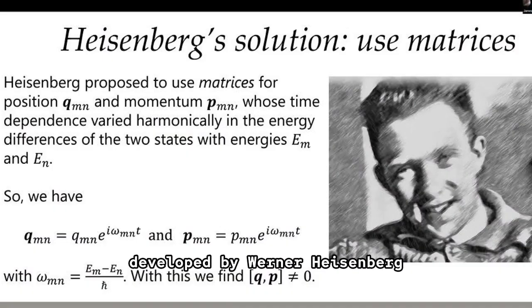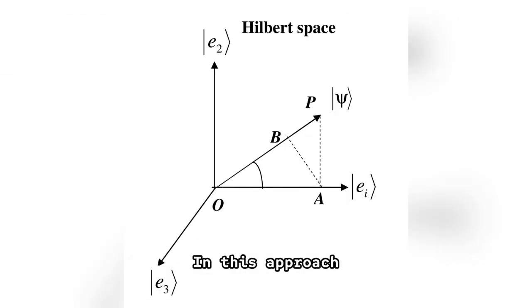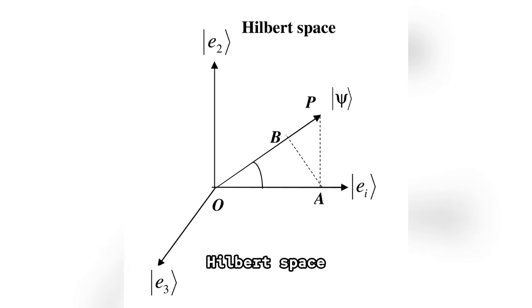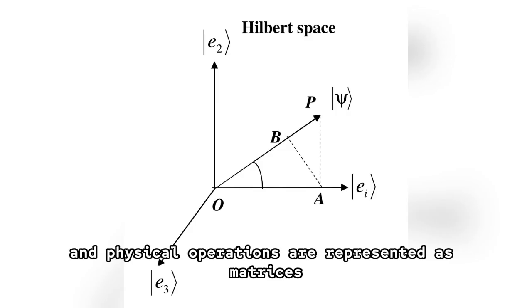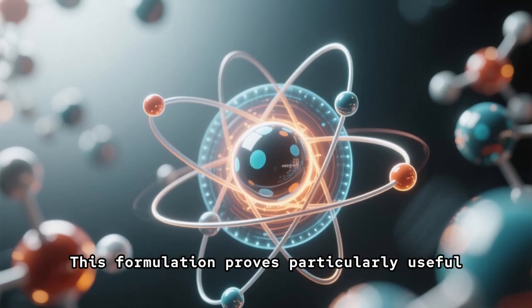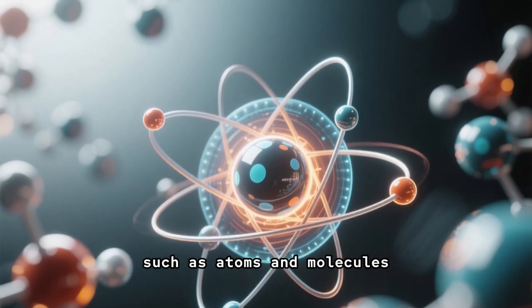Matrix mechanics, developed by Werner Heisenberg, provides an alternative but equivalent mathematical formulation to Schrödinger's wave mechanics. In this approach, quantum states are represented as vectors in an abstract mathematical space called Hilbert space, and physical operations are represented as matrices. This formulation proves particularly useful for systems with discrete energy levels, such as atoms and molecules.